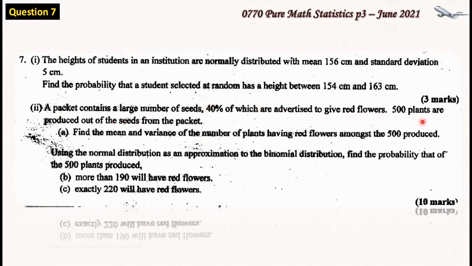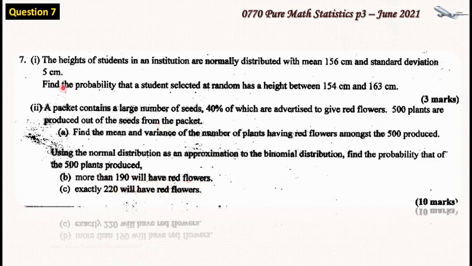Sub 2: a packet contains a large number of seeds, 40% of which are advertised to give red flowers. 500 plants are produced out of the seeds from the packet. Find the mean and the variance of the number of plants having red flowers among the 500 produced. Using the normal distribution as an approximation to the binomial distribution, find the probability that of the 500 plants produced, more than 190 are red flowers, and exactly 220 have red flowers.